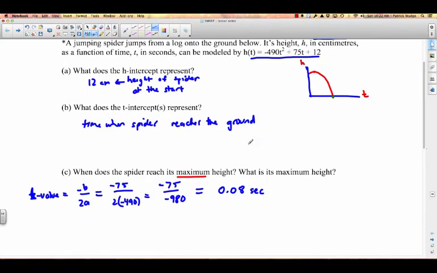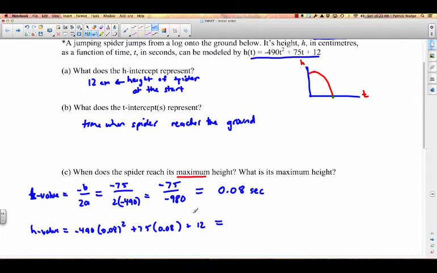Okay, now we need to get the y value, because the y value, and actually it's not the y value, is it? It's the h value, will tell us its highest point. We need the vertex, the h value of that vertex. So there's 2 ways we could do it. We could throw it into that complicated formula, which I don't even know, 4ac minus b squared or something like that. Or we could take this value, the 0.08, and plug it into all the t's here. So I'm going to do that. The y value, which isn't really a y value, it's an h value. So the h value is equal to negative 490 t squared, so 0.08 squared, plus 75 times 0.08 plus 12.